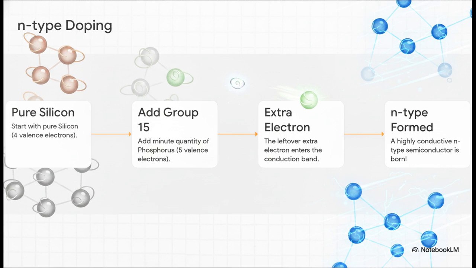You start with pure silicon, which has 4 valence electrons. But if we sneak in a tiny, minute amount of a group 15 element, like phosphorus, which has 5 valence electrons, well, we have 1 left over. That extra electron excitedly enters the conduction band, forcefully creating a highly conductive, negatively charged N-type semiconductor.